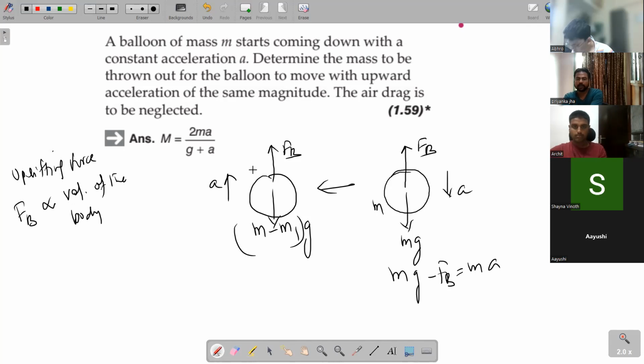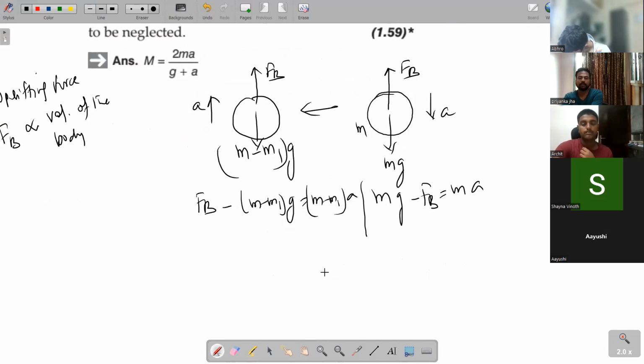And here it is going up, so net force has to be in the upward direction. FB minus m1 into g equal to (m minus m1) into a. We just have to solve these two equations. You will get the mass that has been thrown out. If you add these two equations... can you explain again after buoyancy force, because my network is slow.